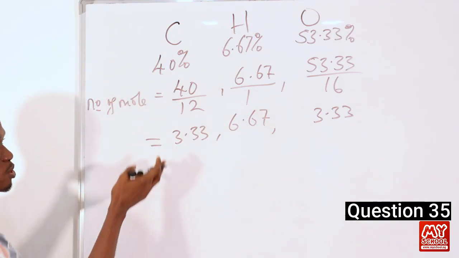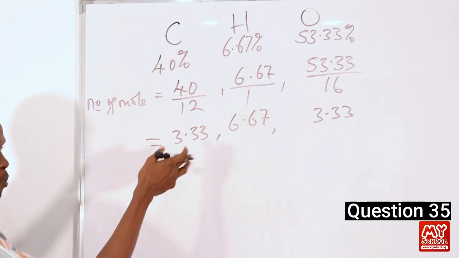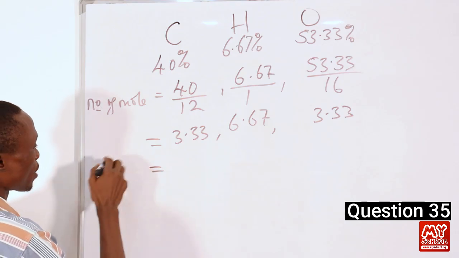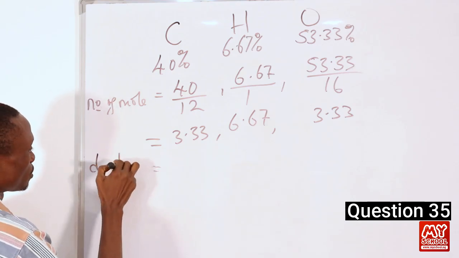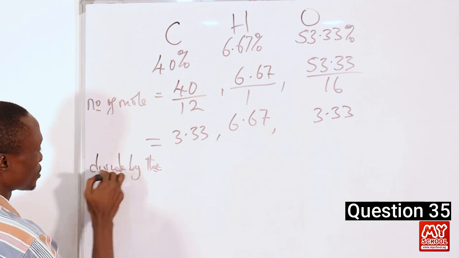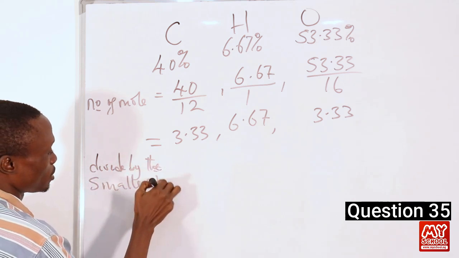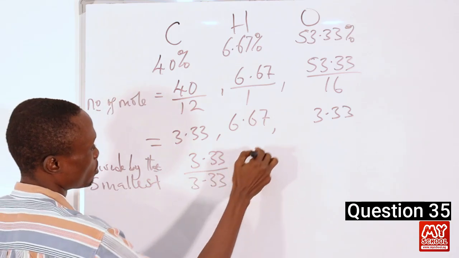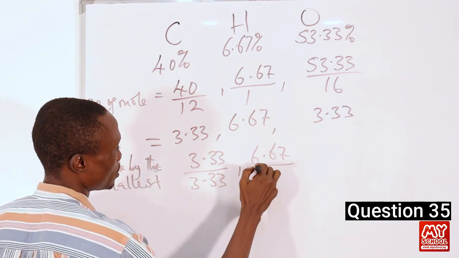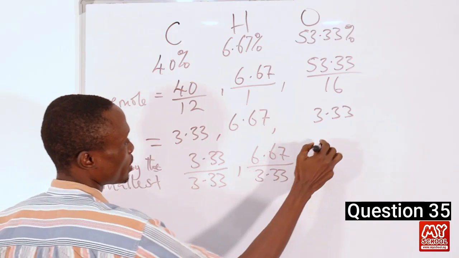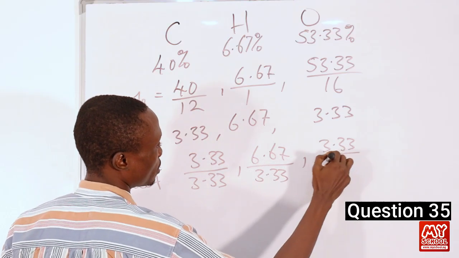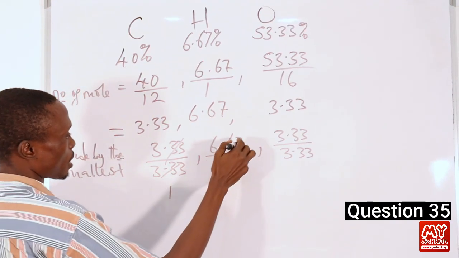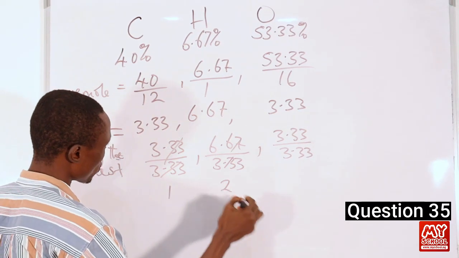Now the next step is to divide by the smallest of the number of moles. So the smallest here is 3.3. So let's divide by the smallest. We divide 3.3 by 3.3. Then we divide 6.67 by 3.3. Then we divide 3.3 by 3.33. So this will be equivalent to 1, this will be approximately equal to 2, and this will also be 1.